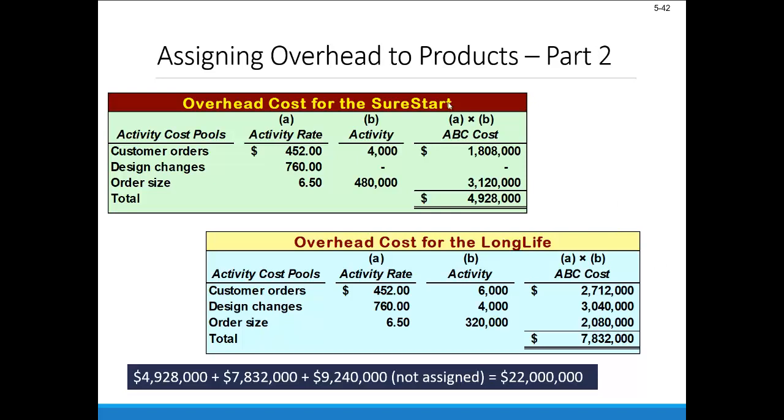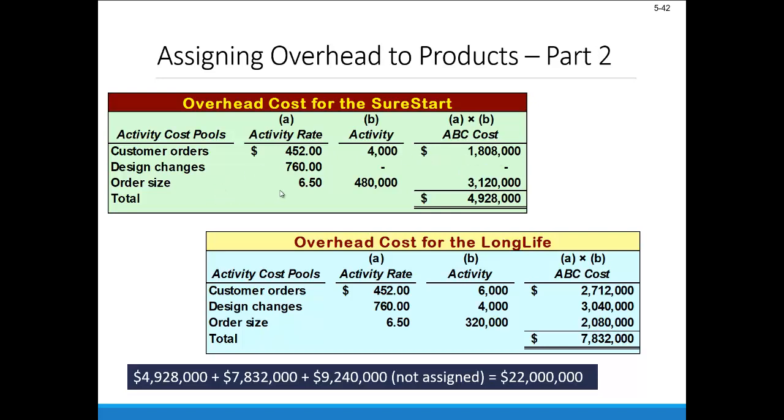So let's look at the Sure Start here first. Again, that had a whole bunch of order activity. It didn't have any design changes. So the customer order activity cost pool, which had a rate of $452 per order, we'll multiply that times the 4,000 customer orders that were placed for the Sure Start, and there's a total cost assigned of $1,808,000. Again, no design changes needed there, so we're not assigning any costs from that activity cost pool.